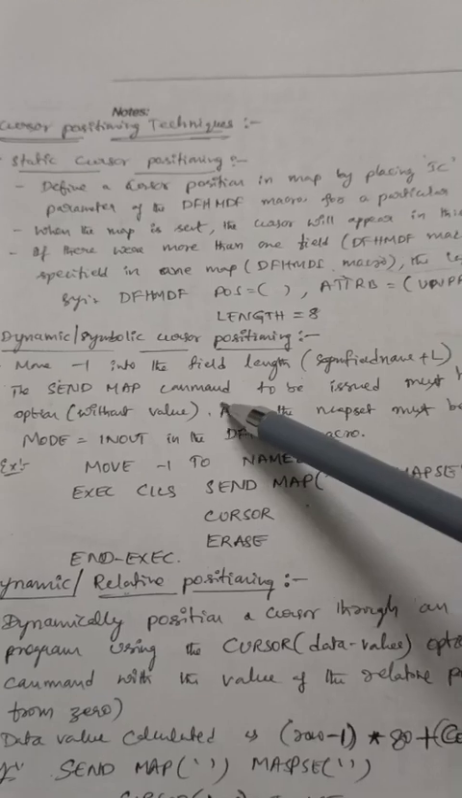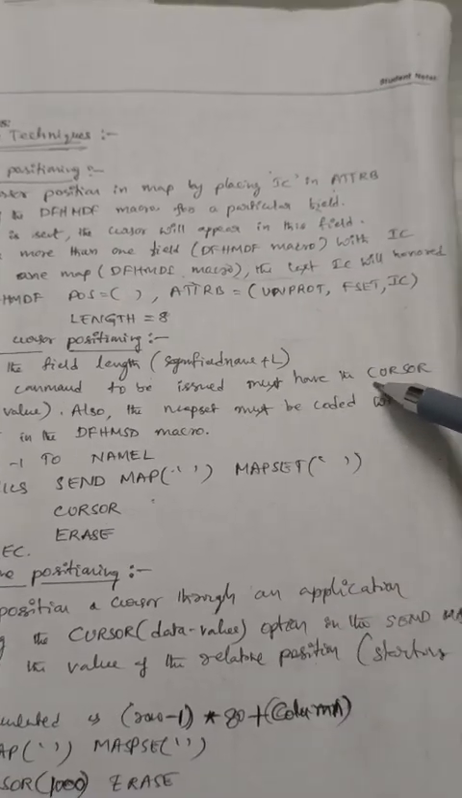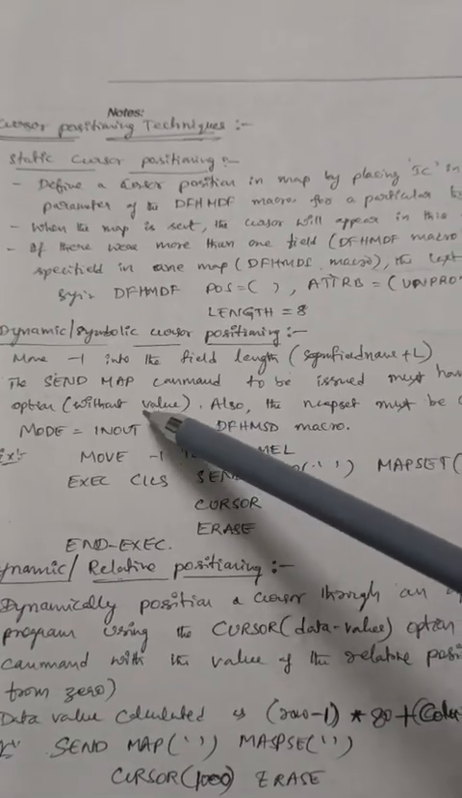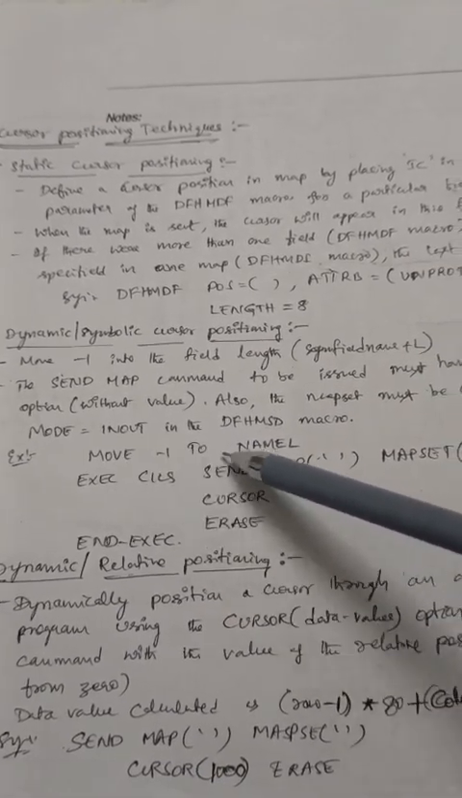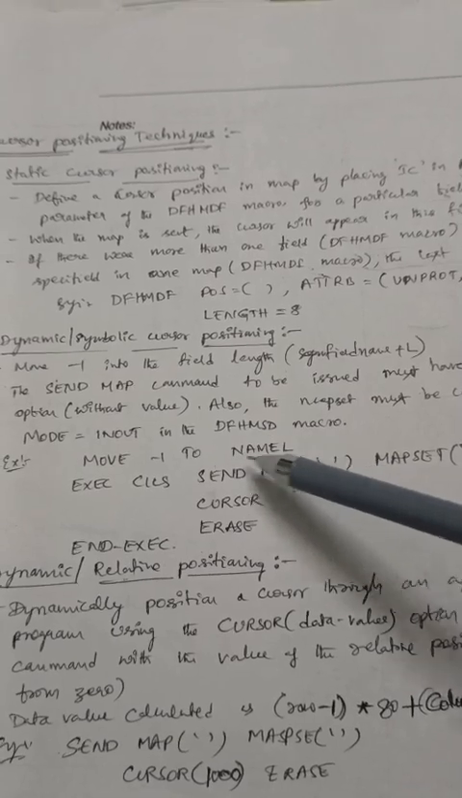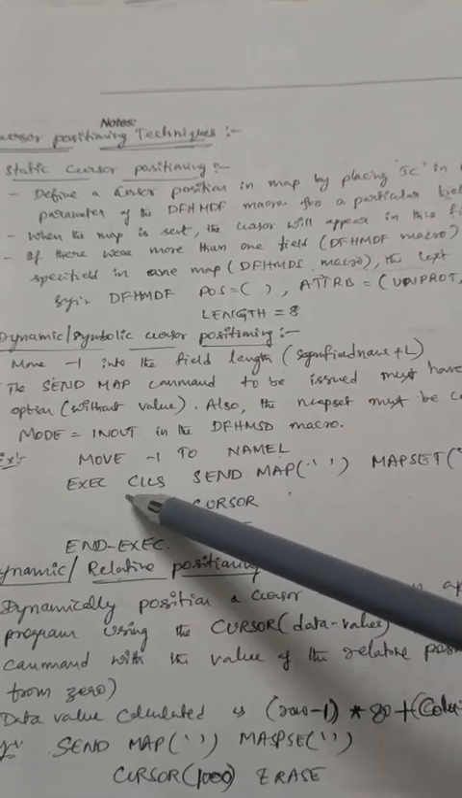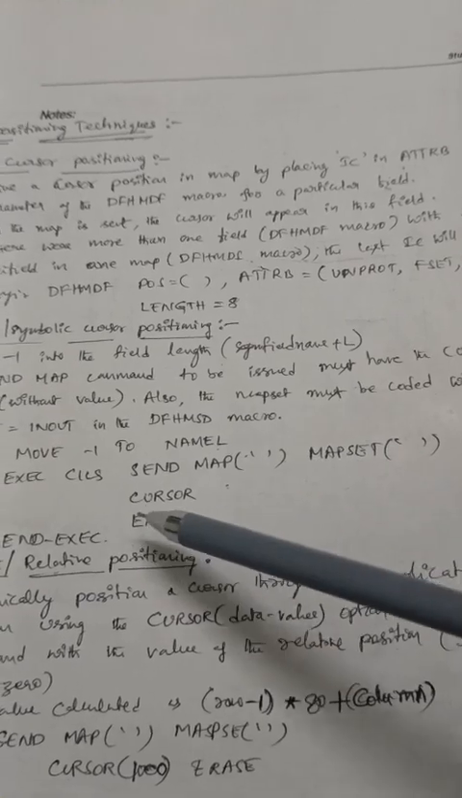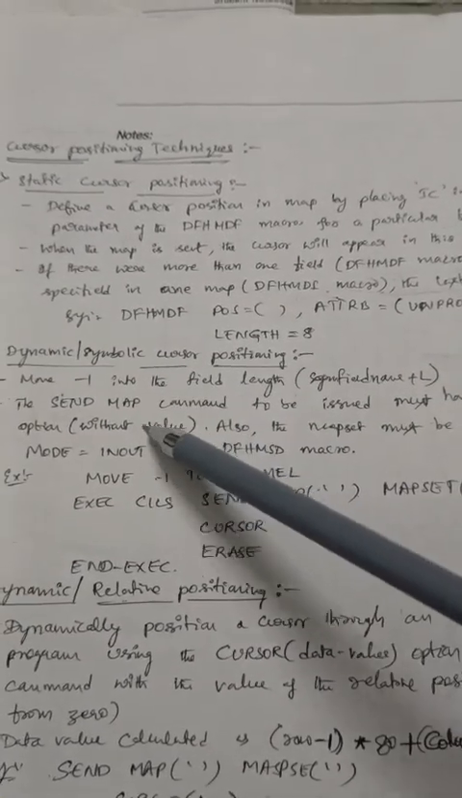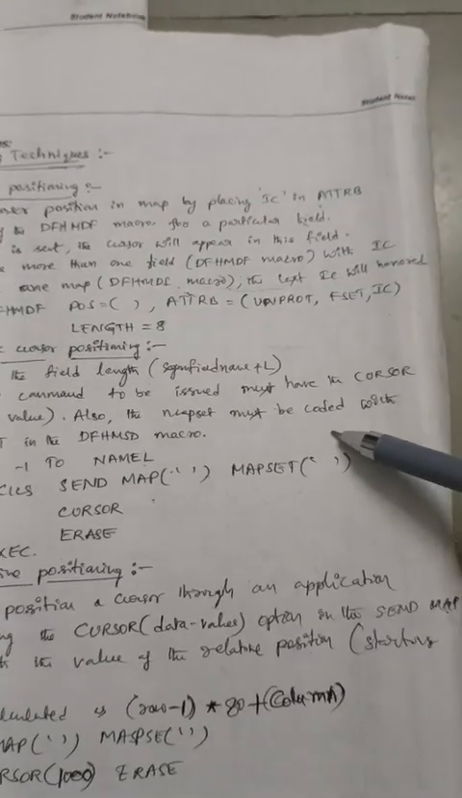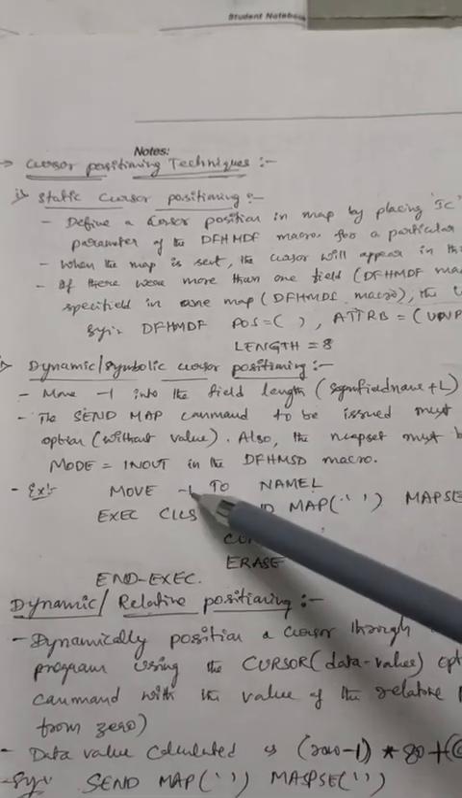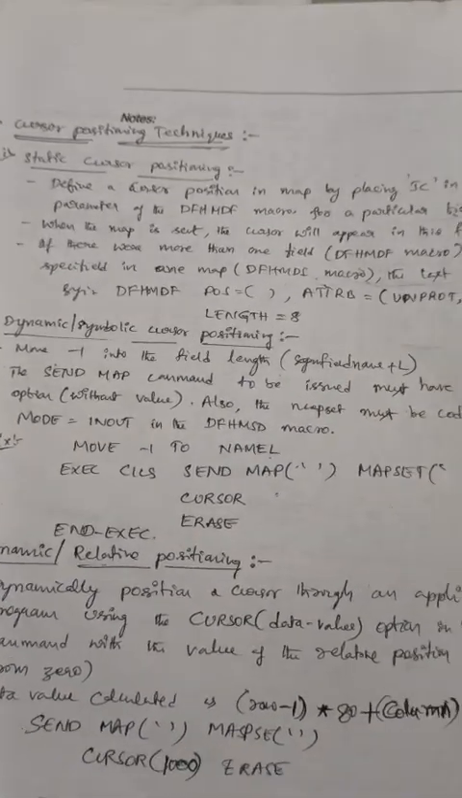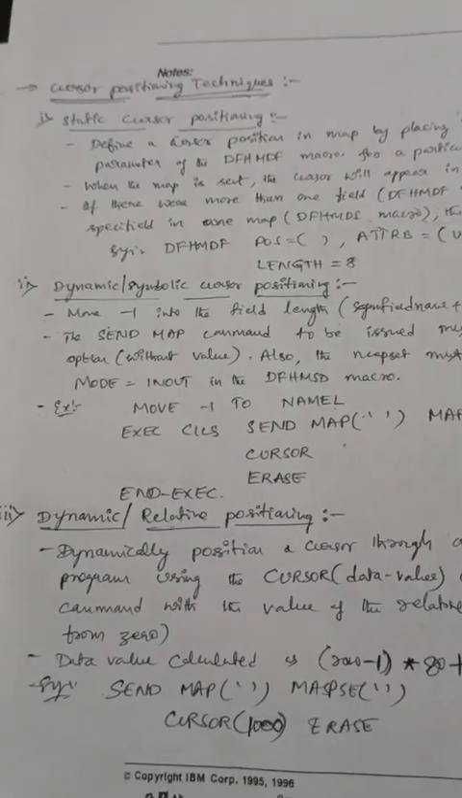And the SEND MAP command to be issued must have the CURSOR option without a value. First you need to code move -1 to the length of the name field. Then we give the command CICS SEND MAP MAPSET. In the CURSOR option we should not give any value. Without a value we have to mention it while sending the map. That's why we call it symbolic cursor positioning. We are passing a hardcoded value -1 to the name field.